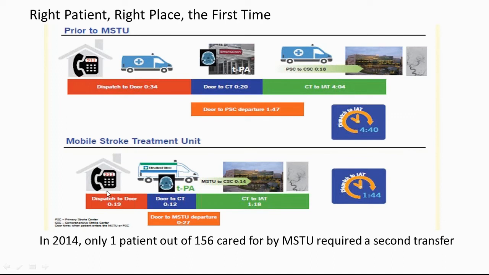But if you look at the mobile stroke unit, they get there to the patient in about 20 minutes, get a CT scan in 12 minutes. If they have a high score, if they have a hyperdense middle cerebral sign, they can go immediately to a comprehensive stroke center where they have IA capability, and we've gotten our times down to intraarterial treatment to 1 hour and 44 minutes. So, again, if the Venetians can do it, anybody can do it, but I think the message here is to get creative.